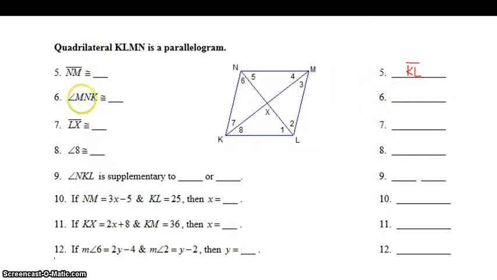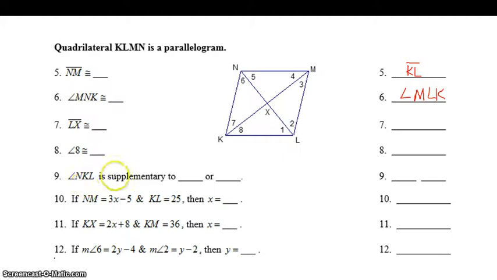Okay? All right, angle MNK. MNK is this whole angle, including 6 and 5. So in a parallelogram, we know that opposite angles are congruent to each other. So the angle opposite this angle N here is angle L. And so then I would write angle MLK. Now you can't just write angle L because remember there's a couple angles there, so you have to use the 3 letters for it. Okay. All right, so I'll let you fill in the others and check on Brightspace for those.